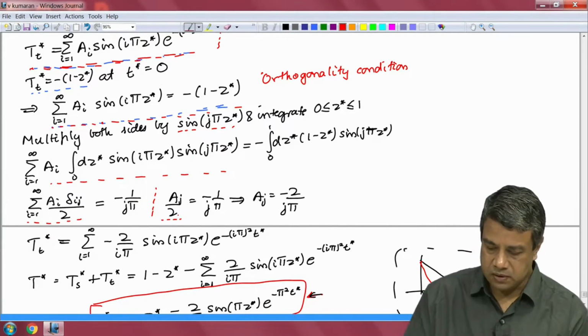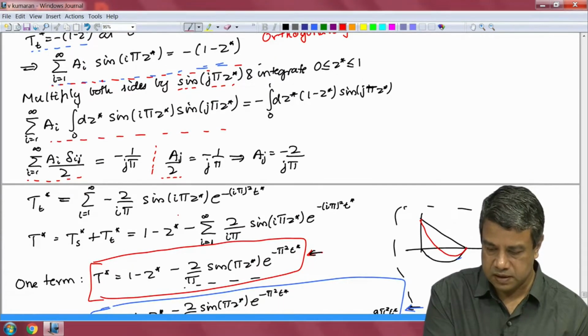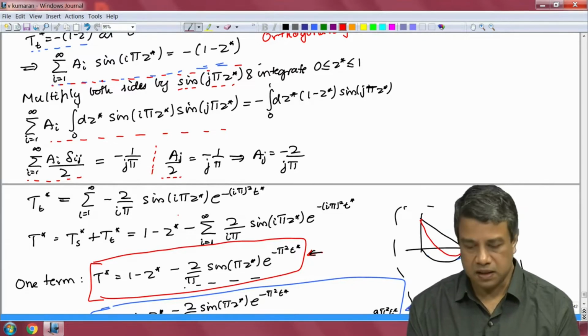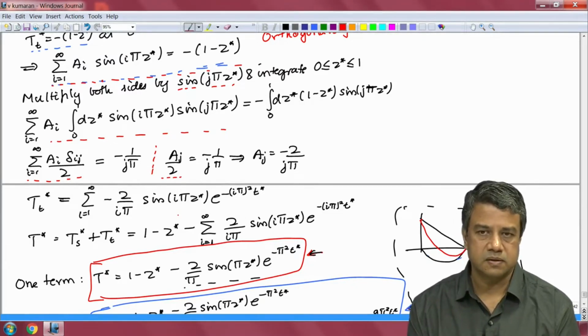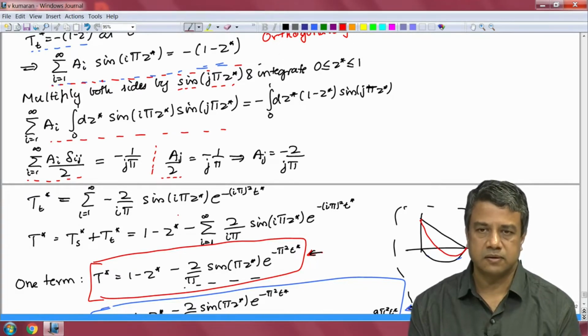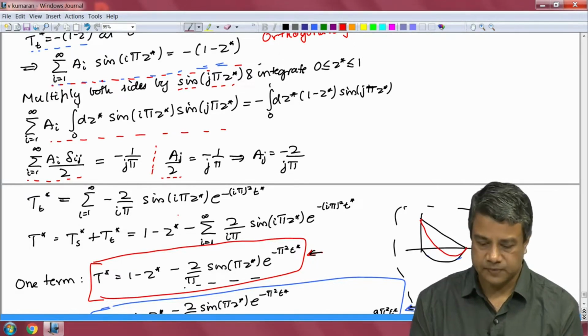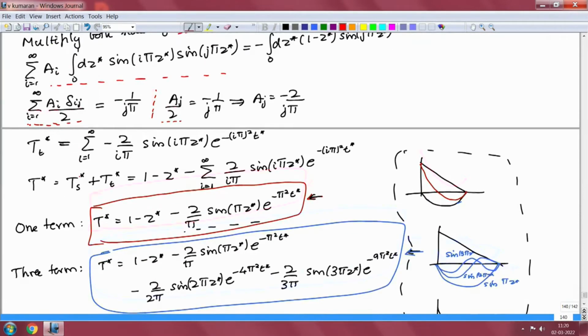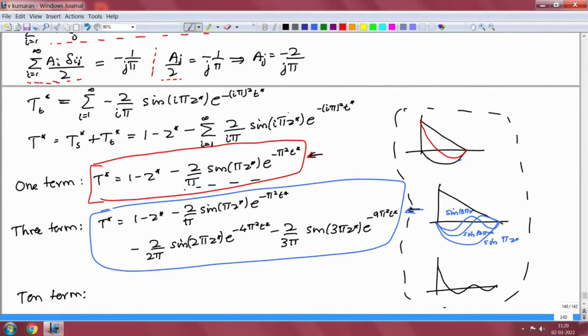And I had shown you how to calculate the coefficients by multiplying both sides by sine of j pi z and integrating from z equal to 0 to z equal to 1. The left side is non-zero only for i equal to j, and it is 0 otherwise. And therefore, these coefficients can all be determined, and we got this solution for the temperature field.